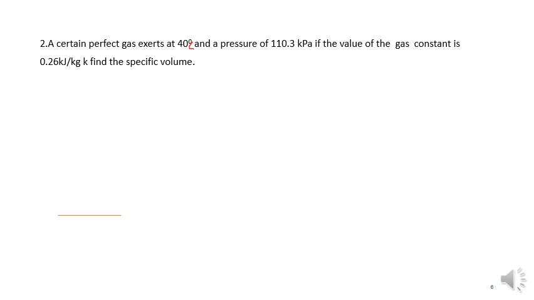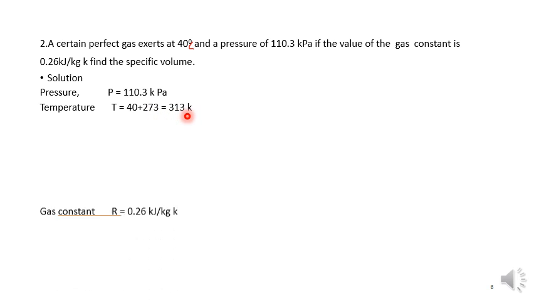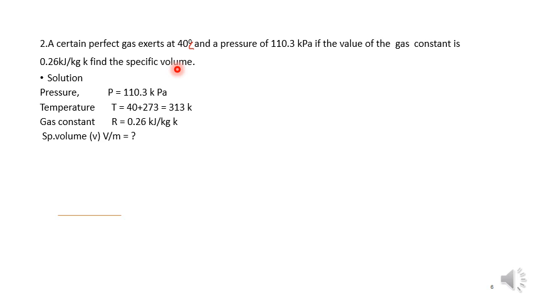So first write the given data. Pressure 110.3 kilopascals. Temperature 40 plus 273. In the problem it is given in degrees centigrade, so you have to convert it into Kelvin. 40 plus 273 is equal to 313 Kelvin. Next, gas constant R is equal to 0.26 kilojoule per kg Kelvin. These are the data given, and they asked to calculate the specific volume. Specific volume is denoted with a small v. Specific volume is nothing but the volume by mass.